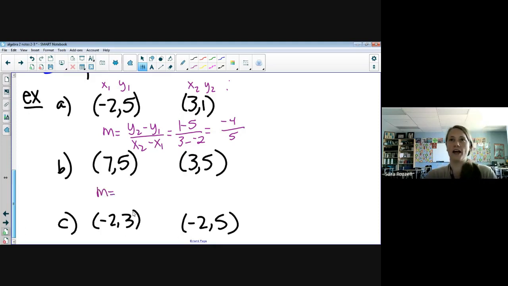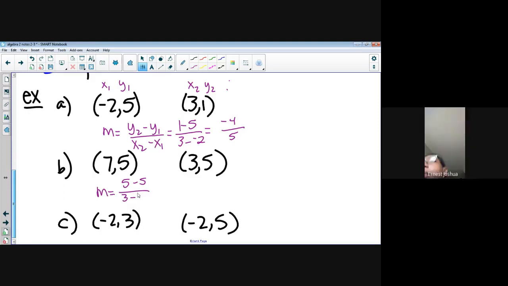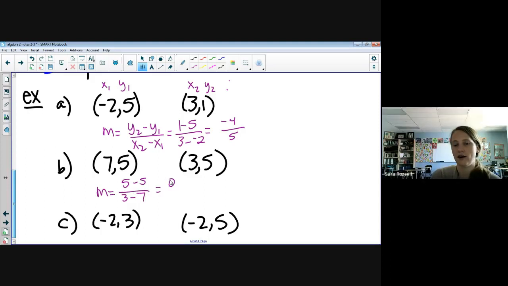All right, let's try the next one. M equals, what's our y2? 5. 5, good. Y1? 5. Okay. X2? 3. And X1? 7. 7. 5 minus 5 is 0. 3 minus 7 is -4. If you have 0 things and you try to divide it by -4, we still have 0 things, right? 0 divided by anything is still 0.